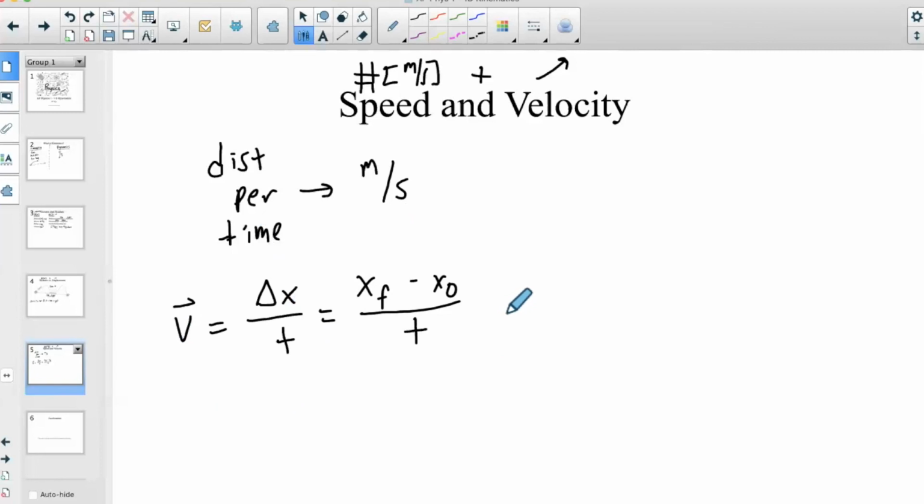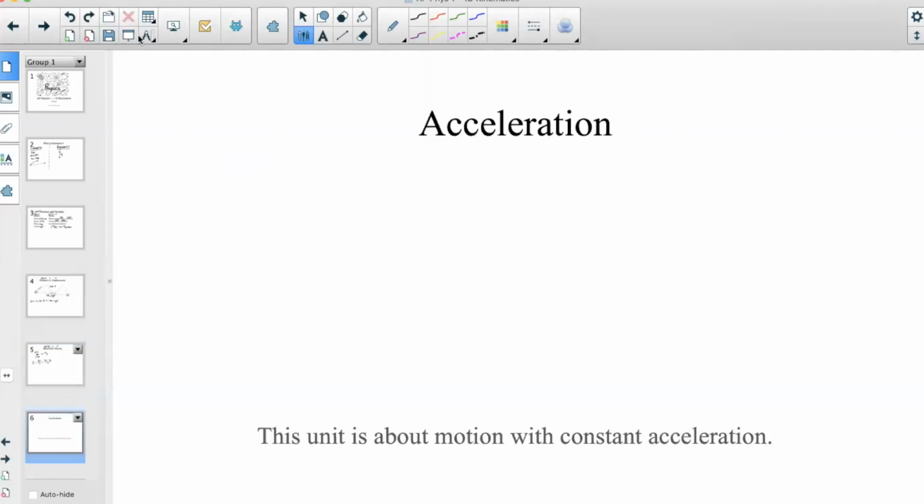But let's talk about what happens if my speed is changing. Like if I take off the first 10 yards of my 100-yard dash really, really fast, but then I start getting tired and my speed starts slowing down as I go. And again, those of you in track will really understand what I'm saying. And that brings up the concept of acceleration.